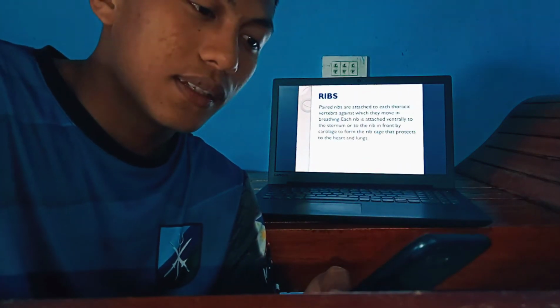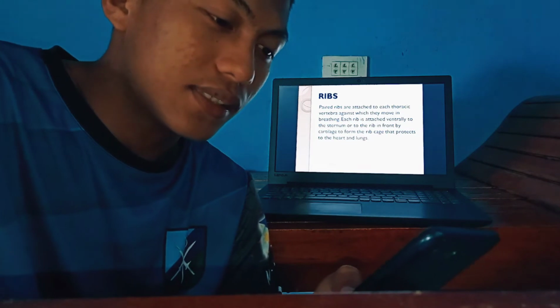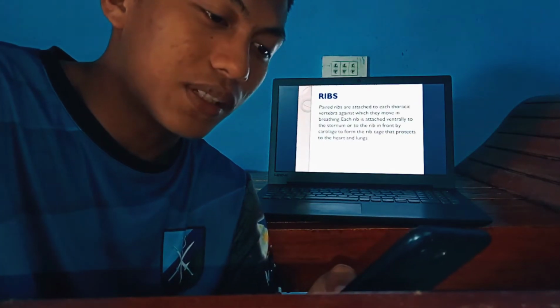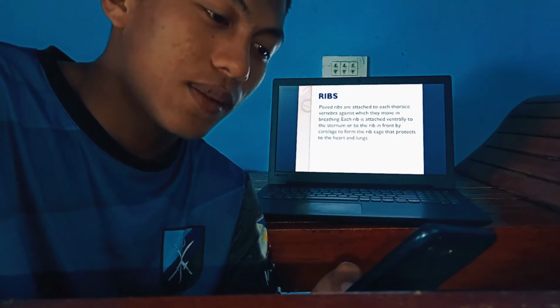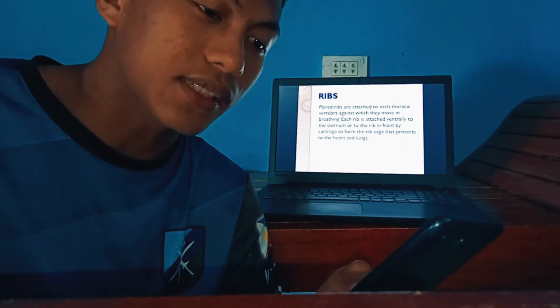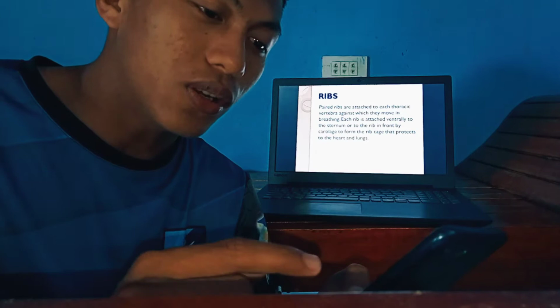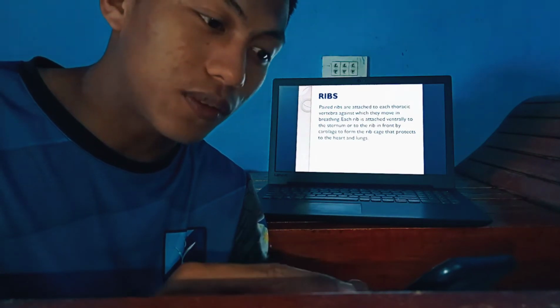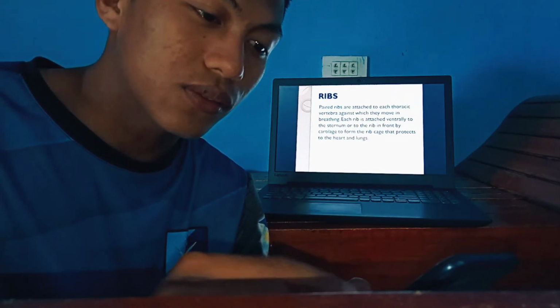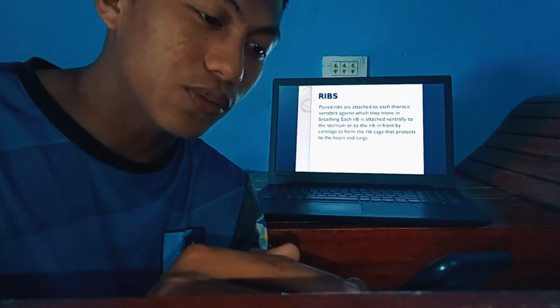Ribs. Paired ribs are attached to each thoracic vertebra against which they move in breathing. Each rib is attached ventrally to the sternum or to the rib in front by cartilage to form the rib cage and to protect the heart and lungs.